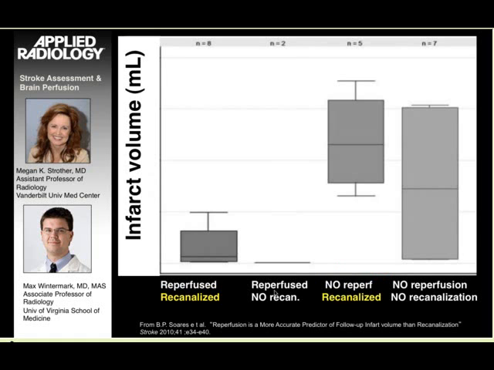We must move beyond plumbing analogies to parenchymal parameters. In this study, authors compared infarct volume, shown here, with both recanalization and reperfusion. And they found that reperfusion was a more accurate predictor of follow-up infarct volume than recanalization, shown here. Our challenge is to better understand which patients we can help by understanding the tissue parameters that predict outcomes.